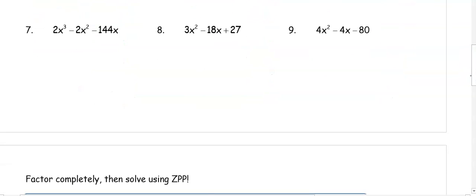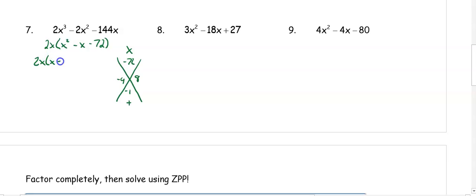In number 7, to get an x squared, our GCF would be 2x. So we'd be left with x squared minus x minus 72. So we need two numbers that multiply to negative 72 and add to negative 1. So those numbers would be negative 9 and 8. We have 2x times x minus 9 times x plus 8.